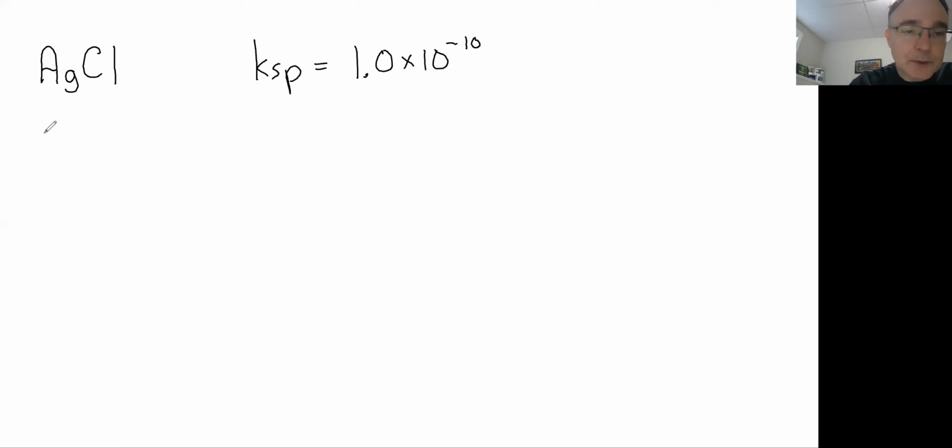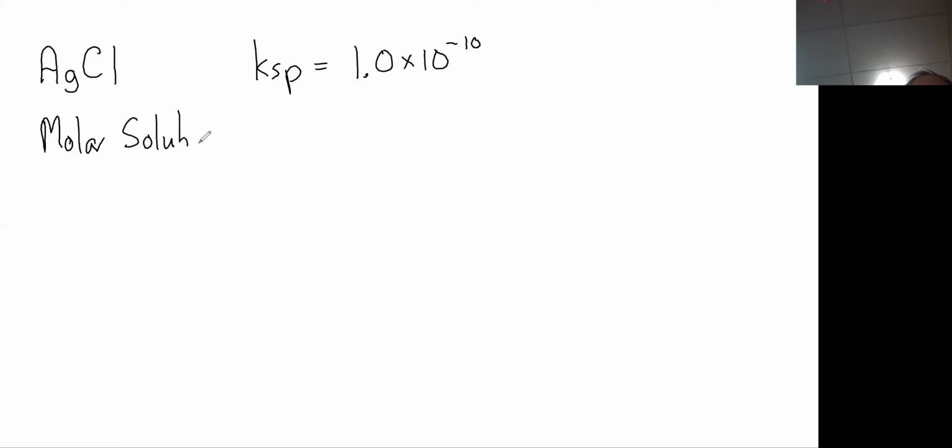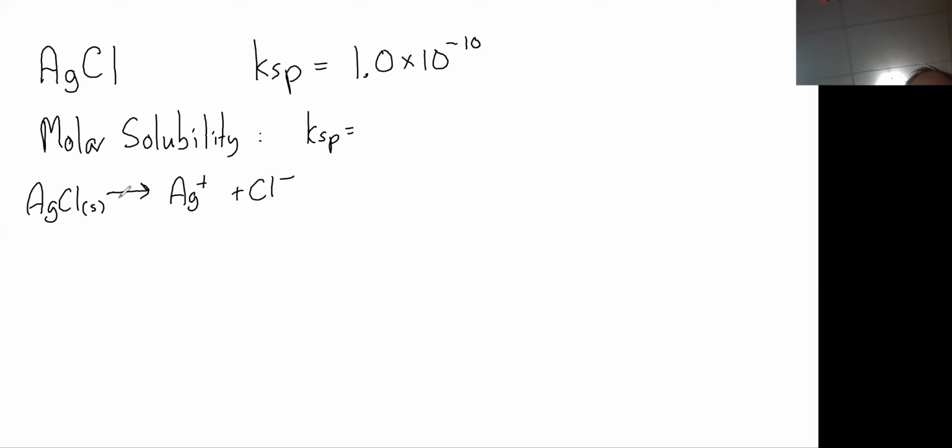Okay, so to find the molar solubility, we need to know that the KSP is equal to the concentration of the ions in solution. So if you were to add silver chloride to some water, it would dissociate into silver ions and chloride ions, and eventually it would reach an equilibrium if it was saturated. And the concentration of those ions would be equal to the molar solubility of the compound.